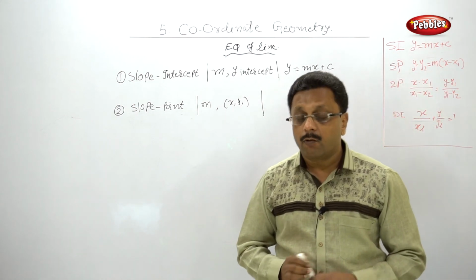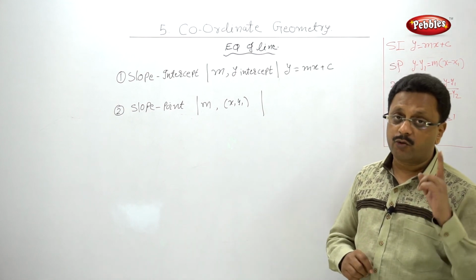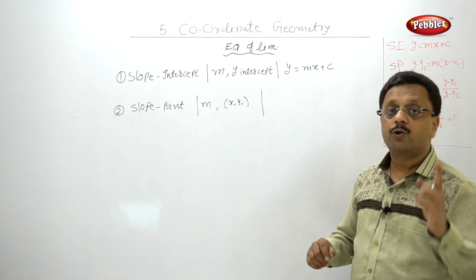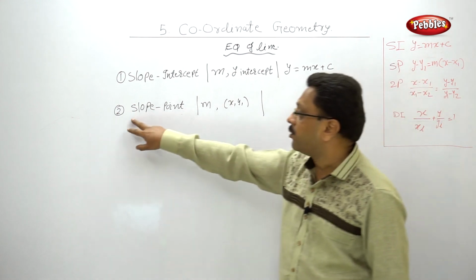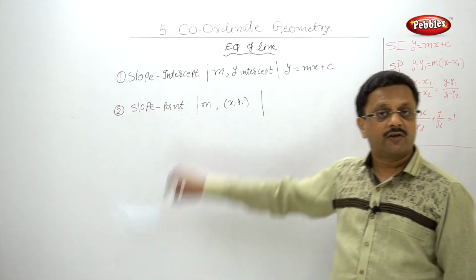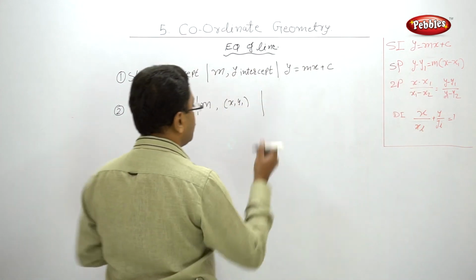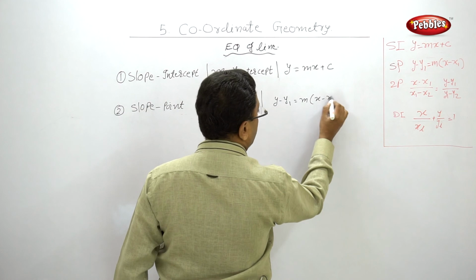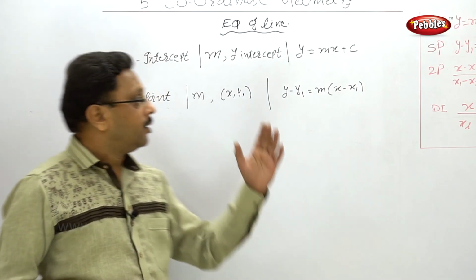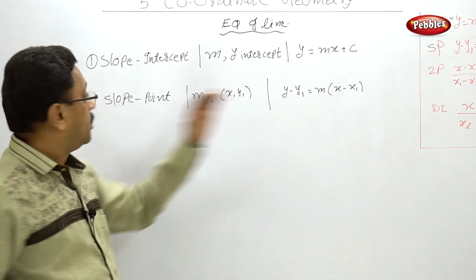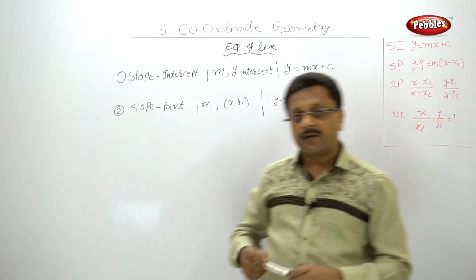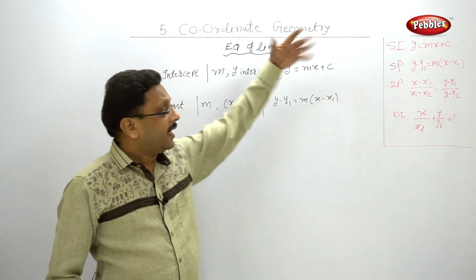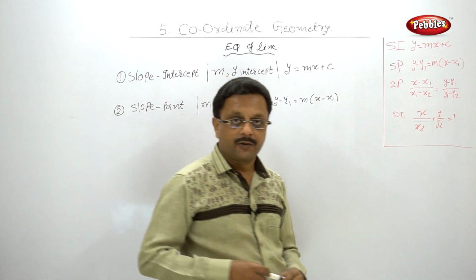In that case what is given? Theta is given. That means you can find out the slope, tan theta. So ultimately what we have? Slope and 1 point. So you have to use slope point form. What is the formula for slope point form? y minus y1 is equal to m into x minus x1. Whenever we solve the examples or exercises I will just say use SI, SP, 2P and DI, something like that.